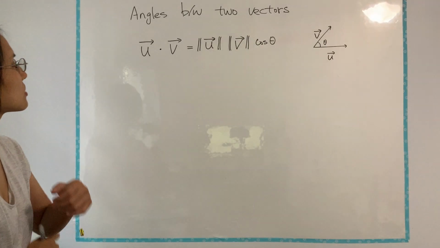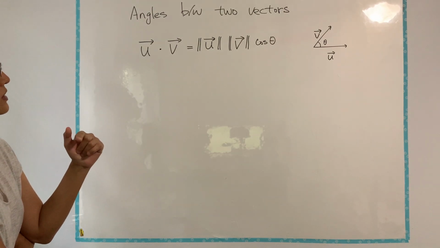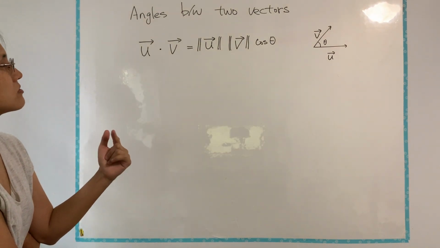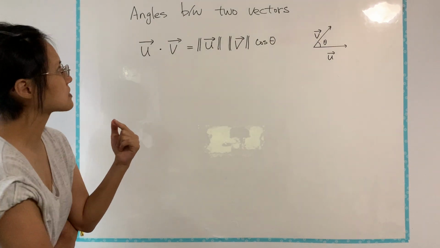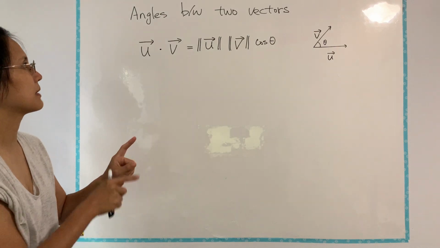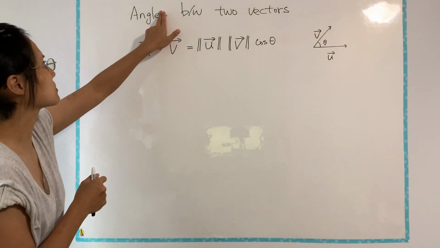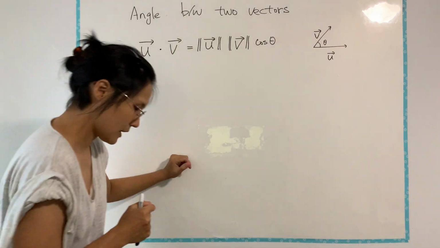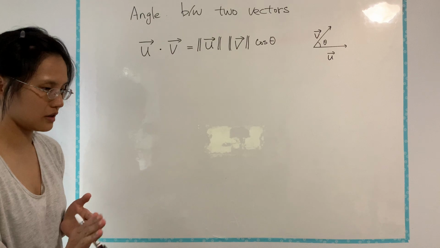Alright, so we learned about the dot product of two vectors. Now, what does that mean geometrically? It gives us some information about the angle between two vectors. Okay? So it doesn't matter if it's a vector in R3 or a vector in R2.